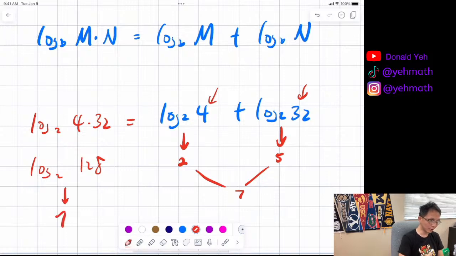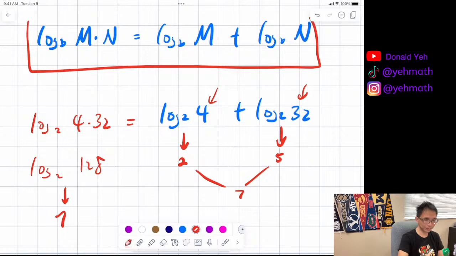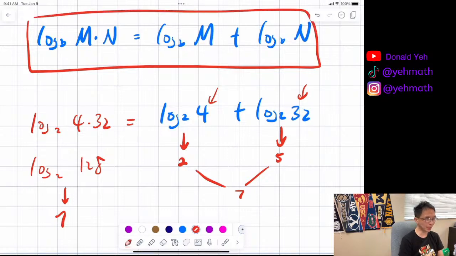7. This is also equal to 7. We just proved that this is true. Log base b of m times n is equal to log b m plus log b n. Okay. See you guys next time.